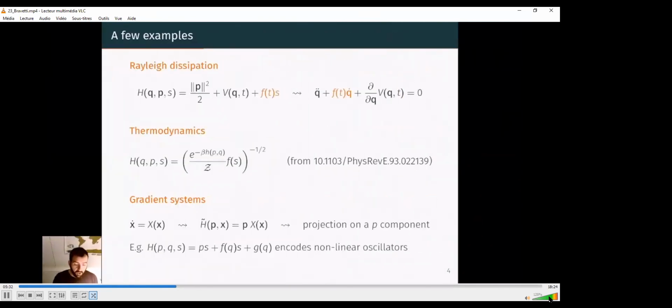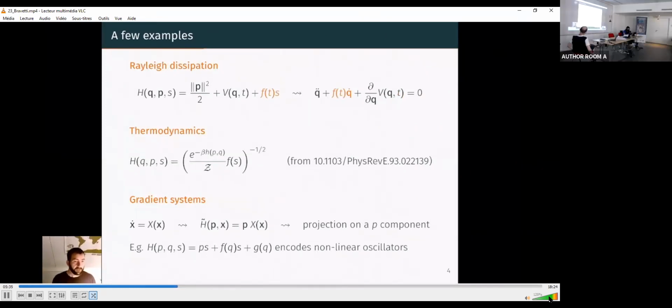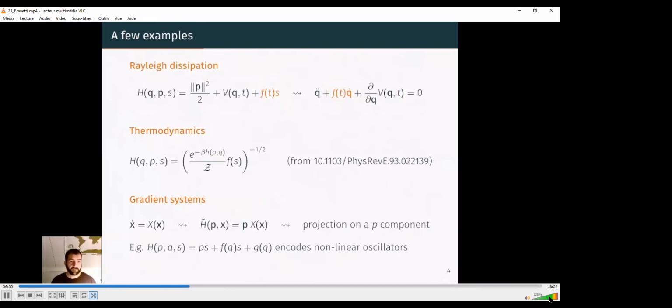The most studied example in the contact mechanics world is, I think, the Rayleigh dissipation. It would be described by this Hamiltonian. It's a standard Hamiltonian plus a term that is linear in the action. Then when you look at the equation of motion, you get this friction term here. If F is minus alpha and if V is just q squared over alpha, for example, you would get the damped oscillator. And there are plenty of papers out there even just dealing with that.